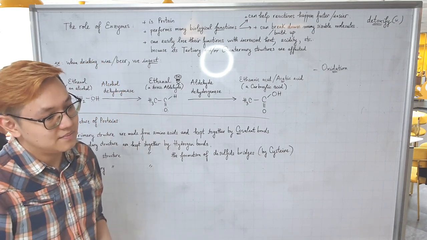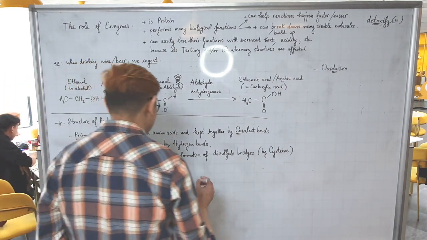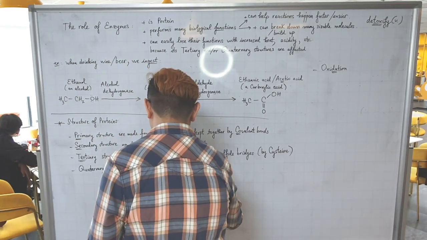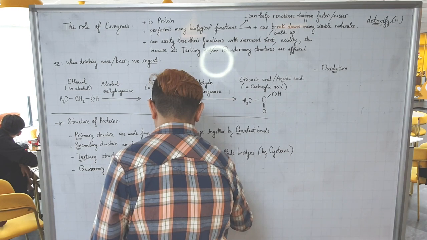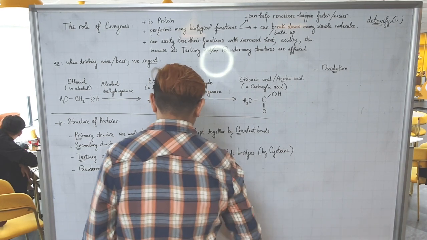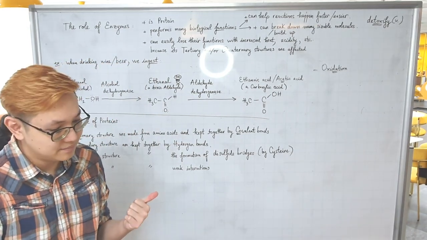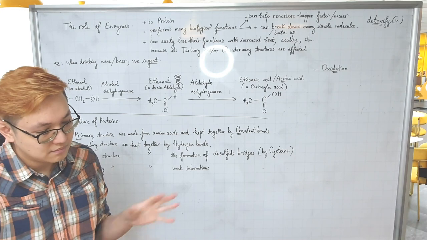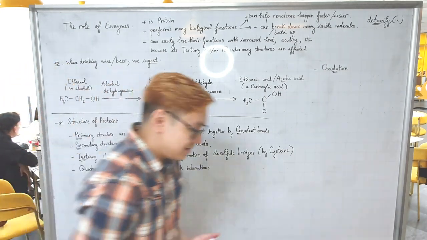They are formed together by dipole-dipole weak interactions. Yeah, weak interactions like dipole-dipole, like van der Waals or something like that, okay? Okay, that's all. All right.